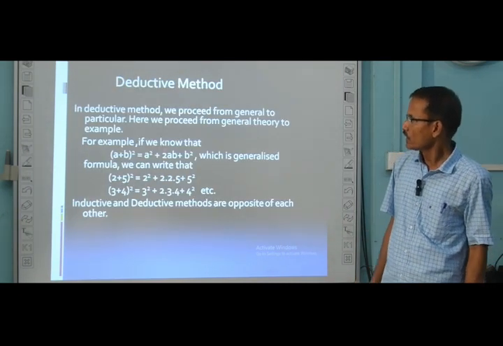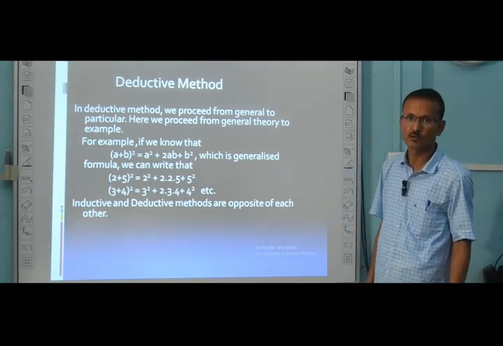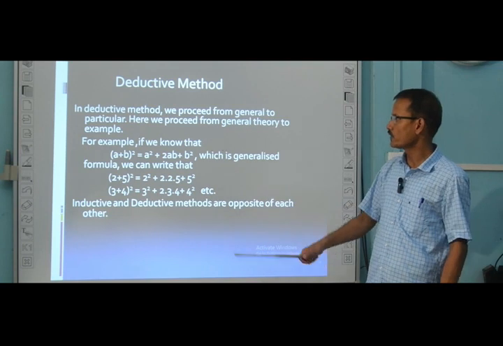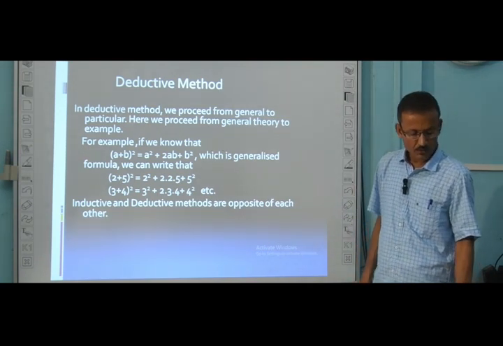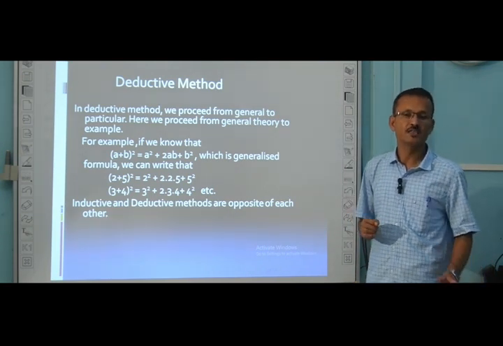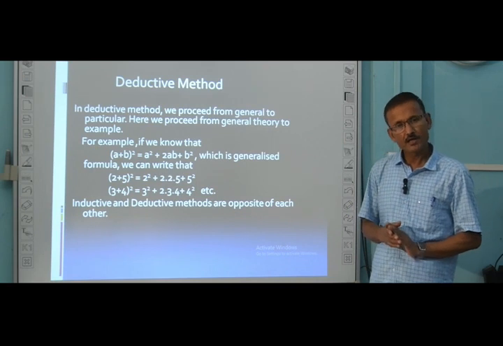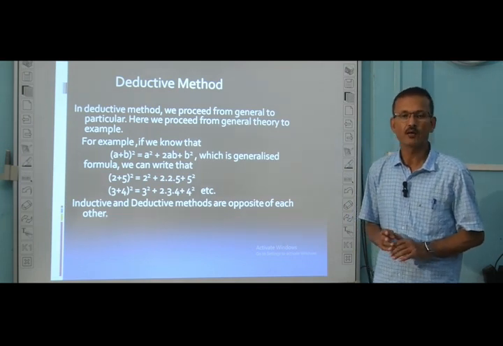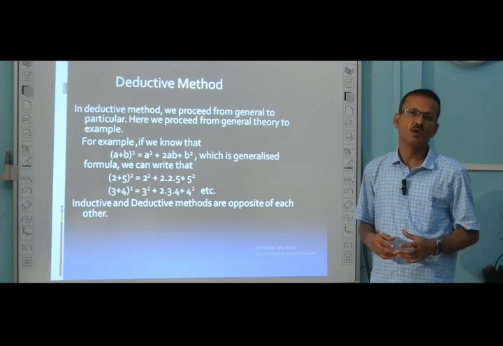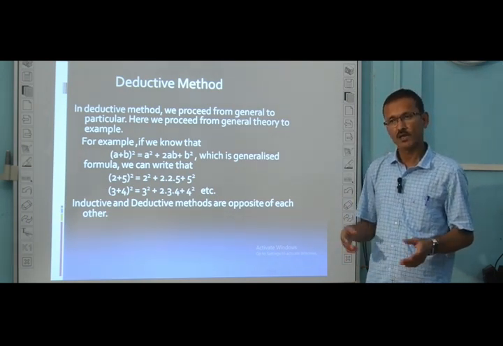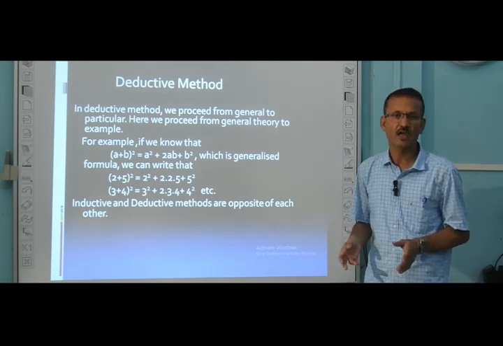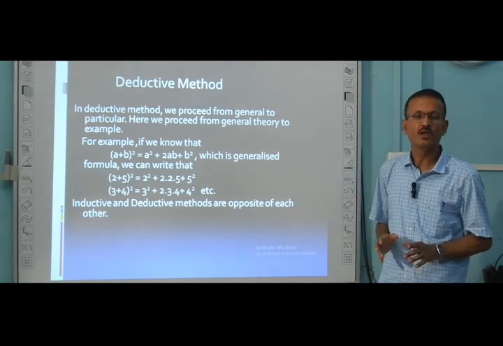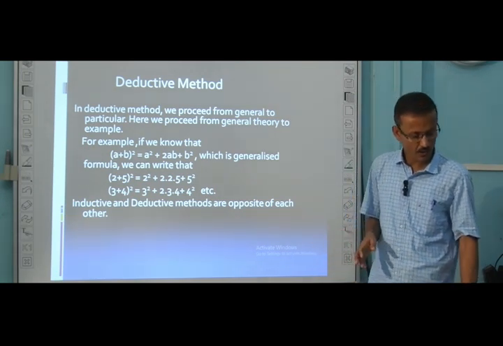Next, the deductive method. The deductive method is the opposite of the inductive method. In the deductive method, we proceed from general to particular. Here we proceed from general theory to example. For example, if we know a general formula, say man is mortal, that has been recorded as a general formula in our mind. Then if anyone asks whether every man who has come to this earth will have to die, we can easily say yes, he will have to die one day because every man is mortal. As we know the general truth that man is mortal, we can say that every man will die at one point of time.